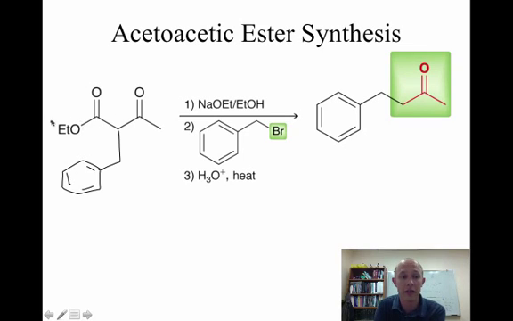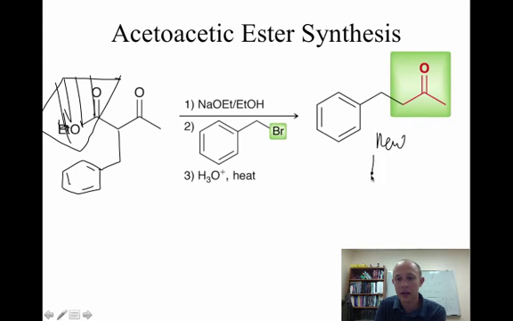And now when we add acid and water, we hydrolyze the ester. Notice now there's only one ester. So we hydrolyze the ester, we get an OH group. This can undergo decarboxylation to remove carbon dioxide. And so notice that the result is a new alkylated ketone. So in a sense what we've done is we've taken this carbon right here and we've tacked on a CH2 and a ketone and a CH3. So in the previous case we had a carboxylic acid here. In the malonic ester synthesis we get an acid here. In the acetoacetic ester synthesis we get a ketone.